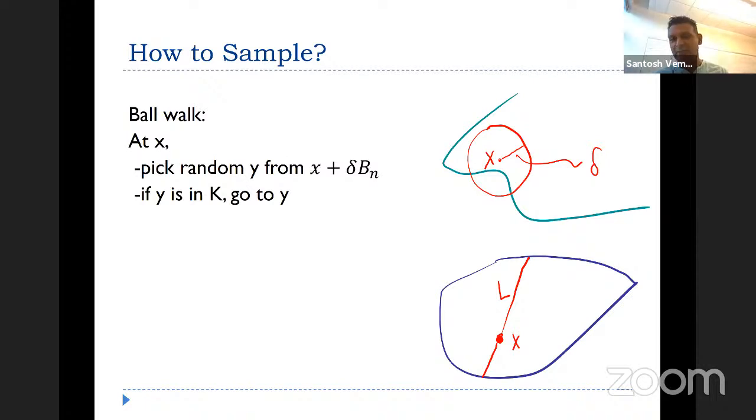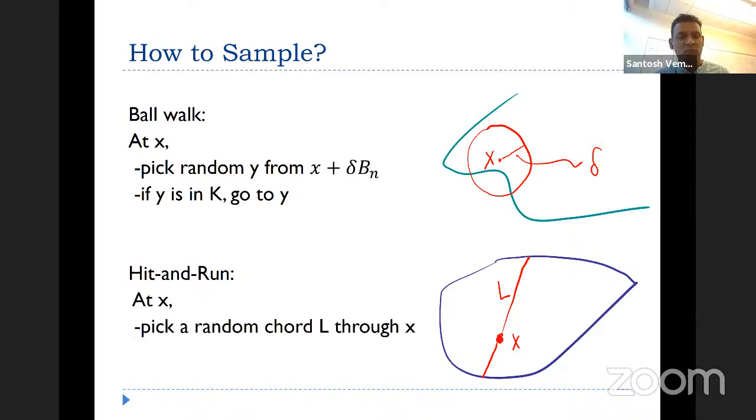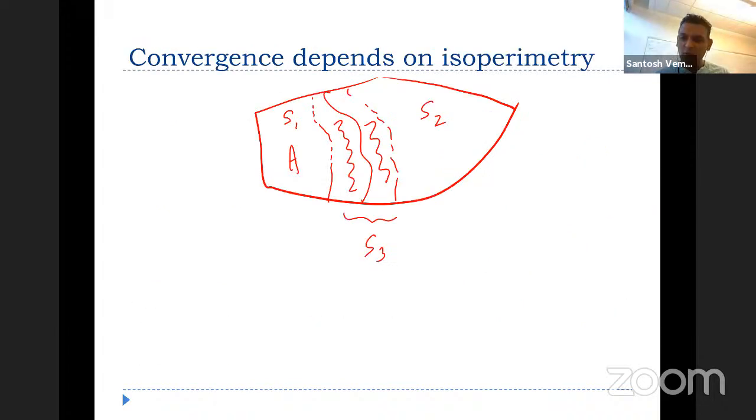It's this rejection sampling. You pick a point in the ball. If it's in the set, you go there. If not, you try again. It's not hard to see that this process is symmetric. And therefore, for any connected set, the stationary distribution that it will approach will be uniform. Now, the fact that it does approach a stationary distribution, and approaches it quickly, takes much more work, and we'll get to that. There are other walks. One of them, called hit and run, is quite successful in this general setting. There are many other walks for specialized things like polytopes that I won't get into in the talk.